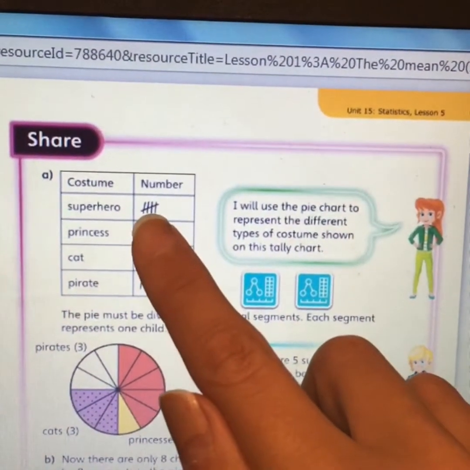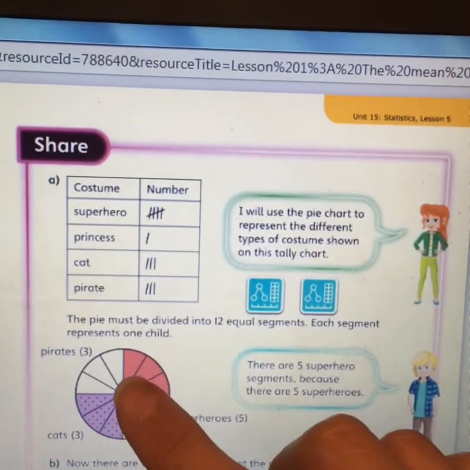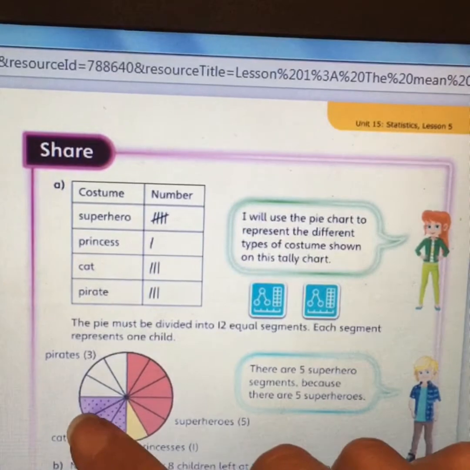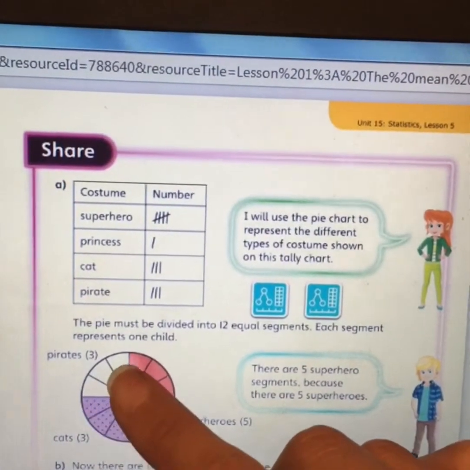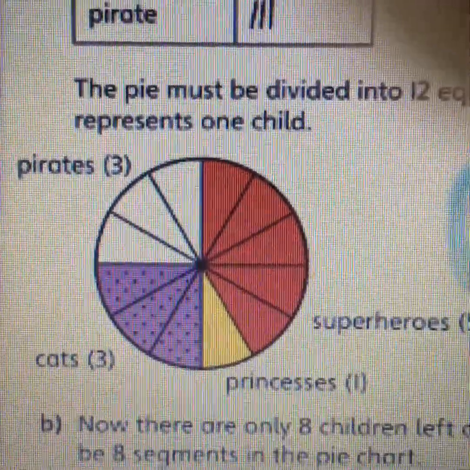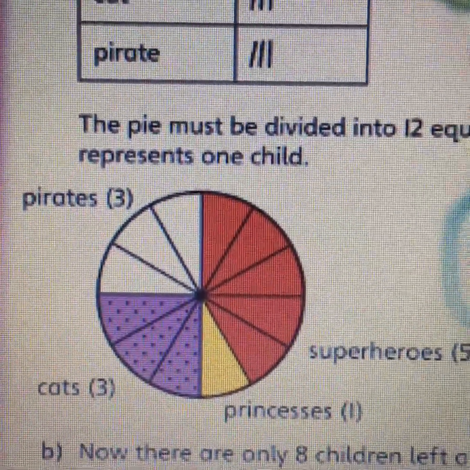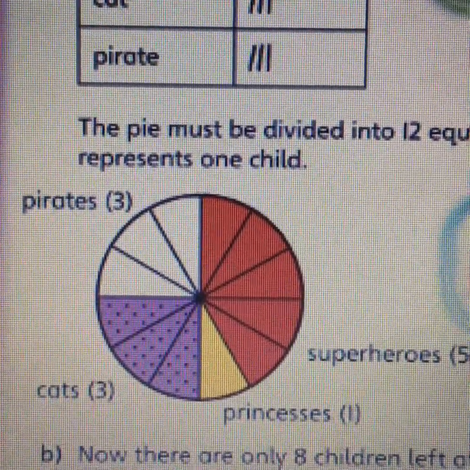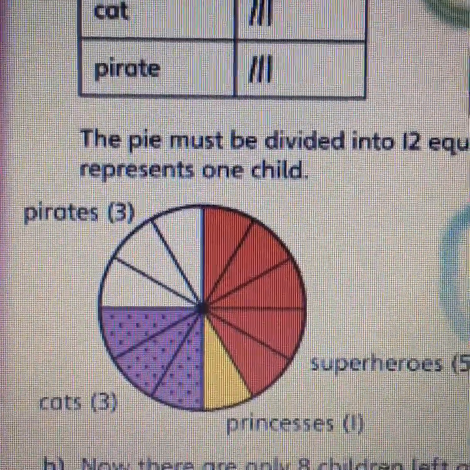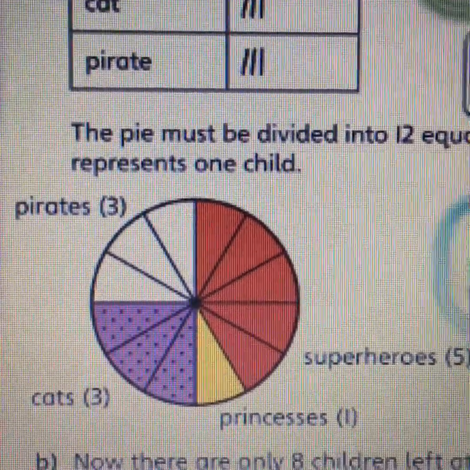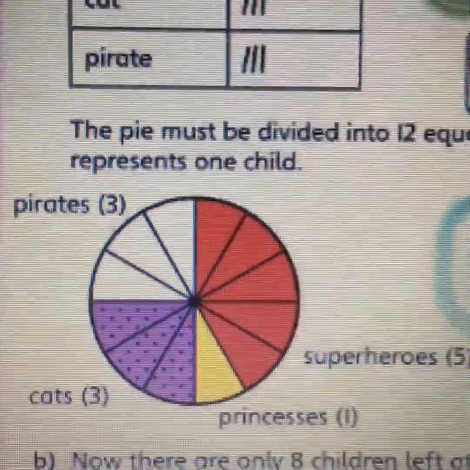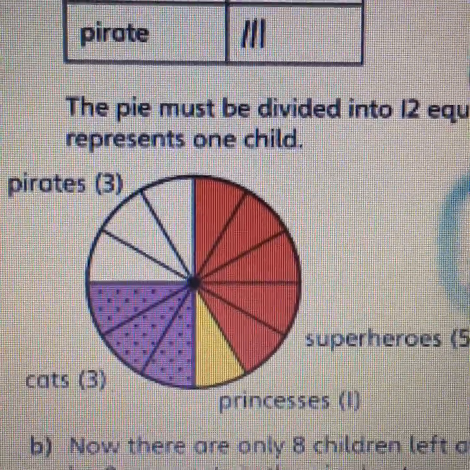So superheroes need to be coloured in, and there's 5, so that's the red ones here. 1 princess, so that's the yellow. 3 cats, so that's the purple, and 3 pirates, so that's the white. If you look at this, what can you tell really easily about the amount of pirates and the amount of cats? Well, hopefully you can tell that they are both equal. There's the same amount of pirates and the same amount of cats. And you can also tell that they are a quarter. So a quarter of the children were pirates and a quarter of the children were cats.